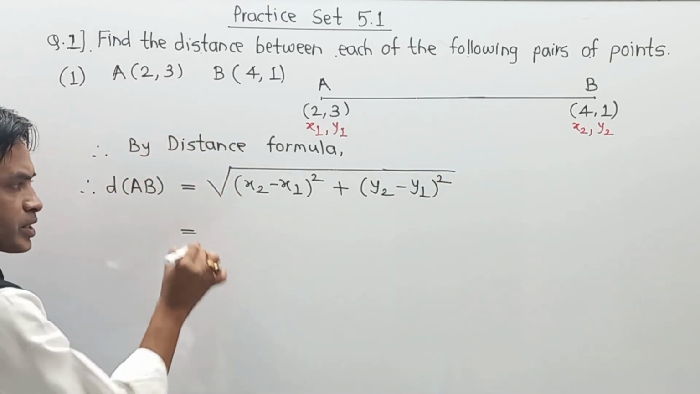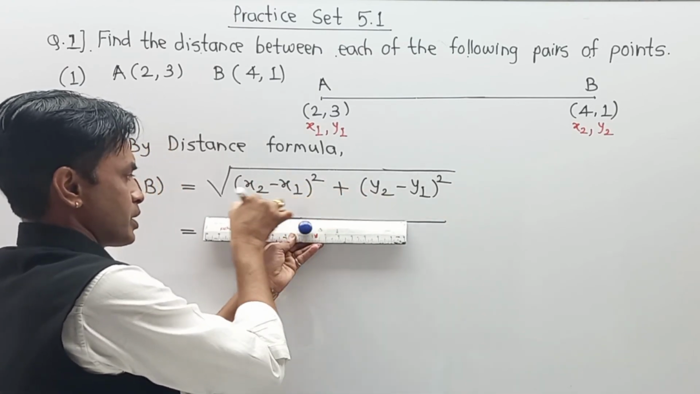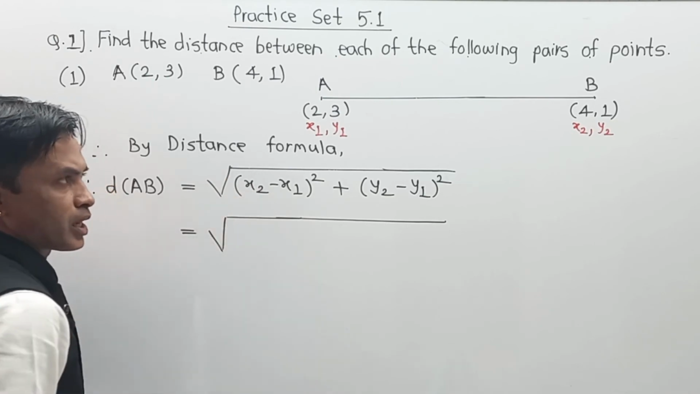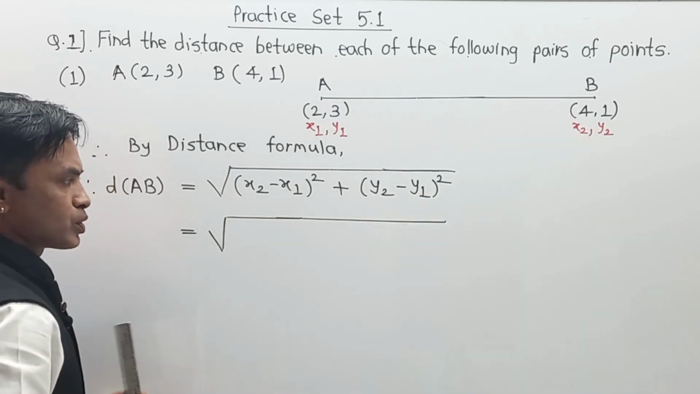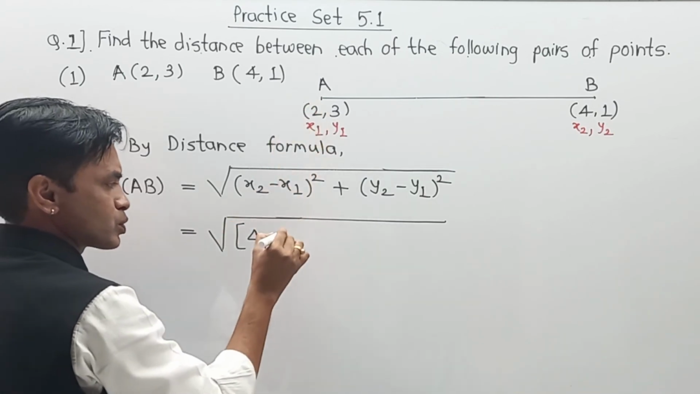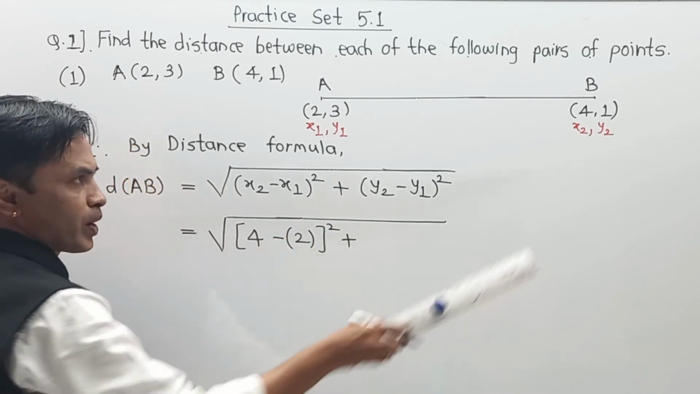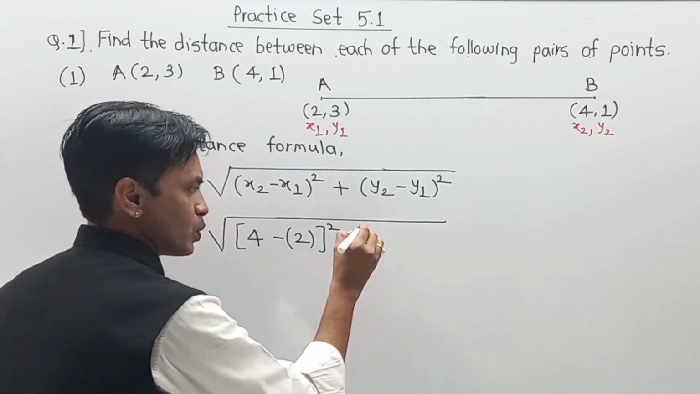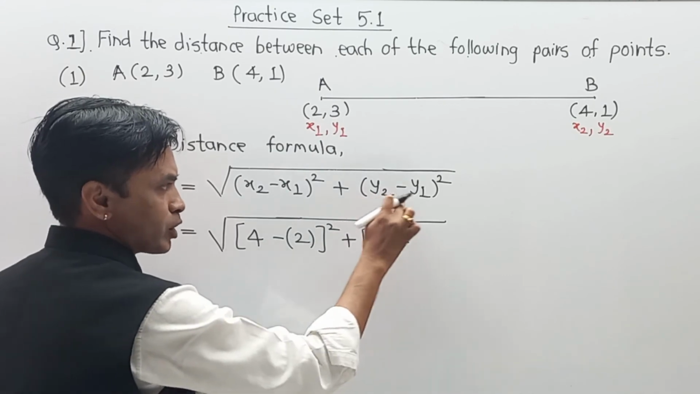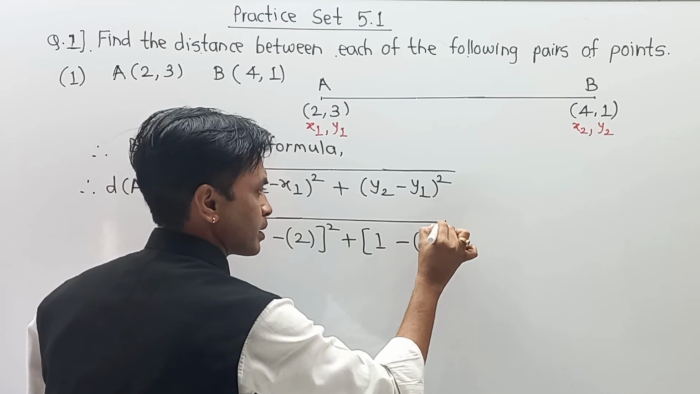The next step for simplification is, here again we have to put the values and do the needful calculation. So it is under root of (x2) here, the value of x2 is 4, so 4 minus x1, x1 is 2, so I am writing in a bracket as (2) bracket square, plus y2 value is 1, so 1 minus y1 is 3, so y2 minus y1 means 1 minus (3) bracket square.